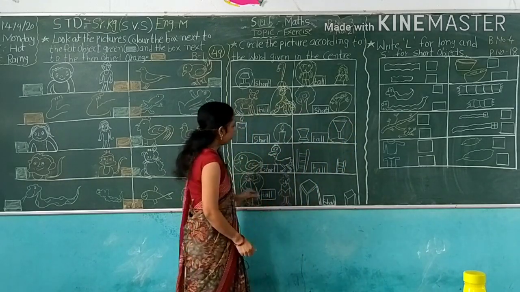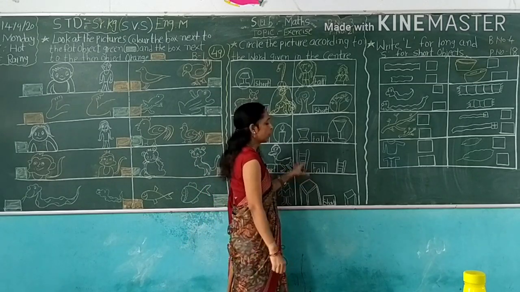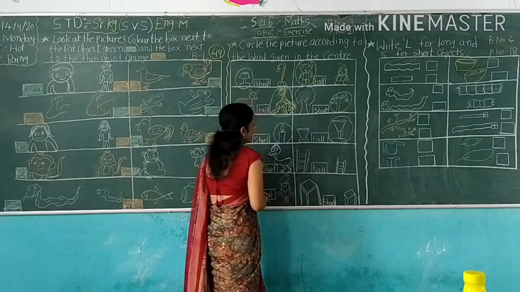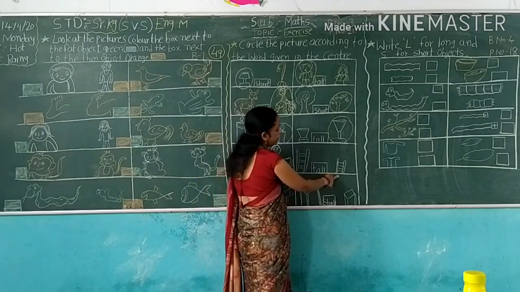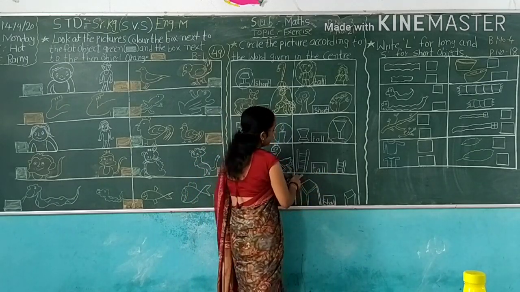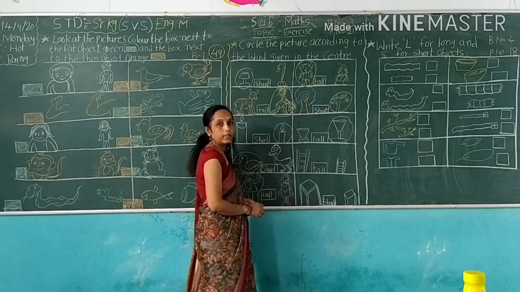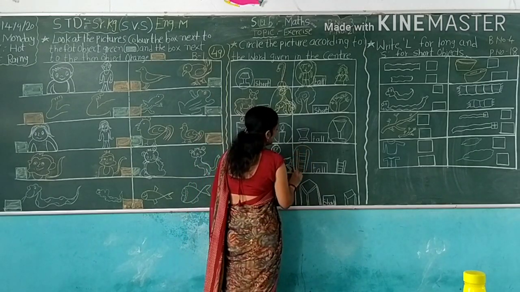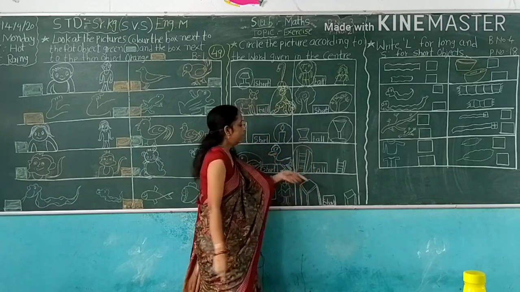Here I drawn two ladders. One is tall and other one is short. So which object is tall? This? No, this object is short. This? Yes, this object is tall. So circle the tall object.